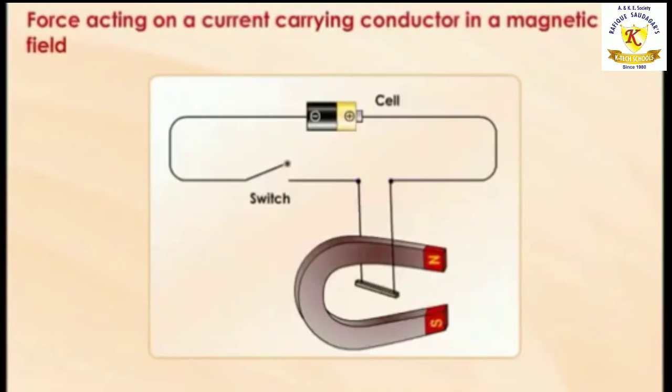When the direction of the current is reversed, the magnetic field set up around the conductor also reverses and the conductor is deflected back. This principle is used in the working of electric motors.